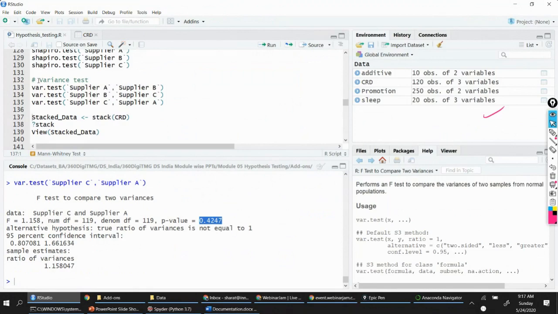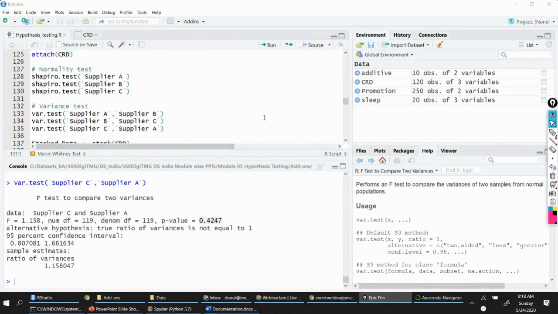Now, the case that we need to look at is, what if any one supplier is not normal, or what if any one of these variance tests that we are getting is not equal? That means the p-value is less than 0.05, then what should we do? We have already discussed this.